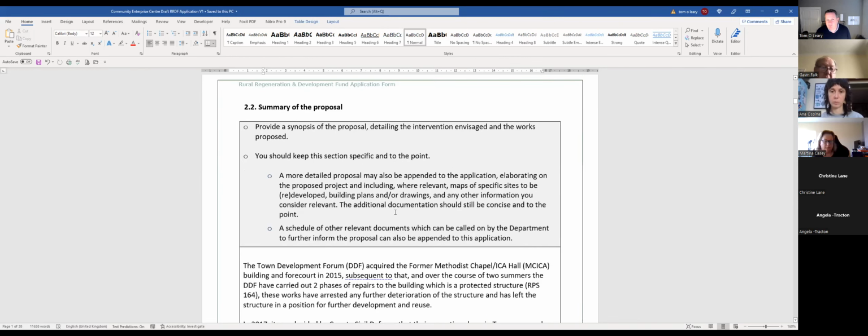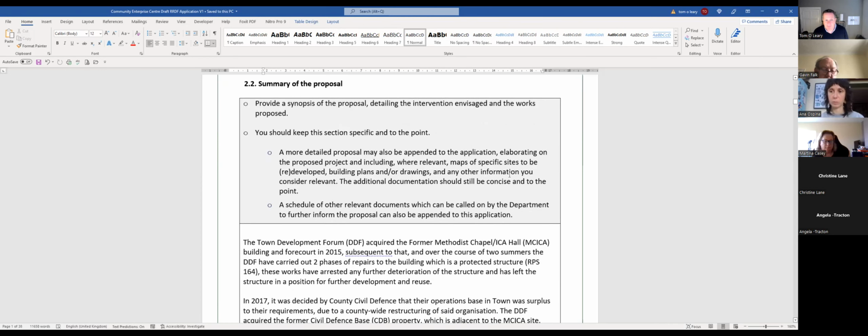So, for example, if you're applying for CLÁR funding, CLÁR is for disadvantaged areas and rural disadvantaged areas, we normally would show on a map where the project is located and show that it's actually located in the CLÁR area. So again, we just basically show that very clearly on a map.